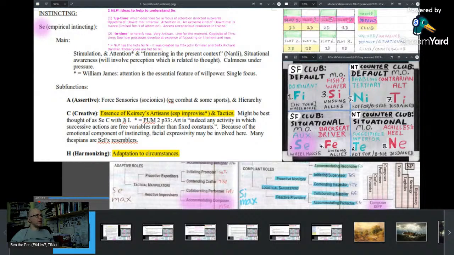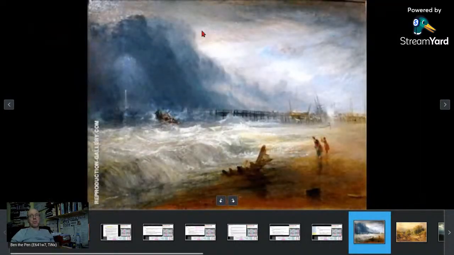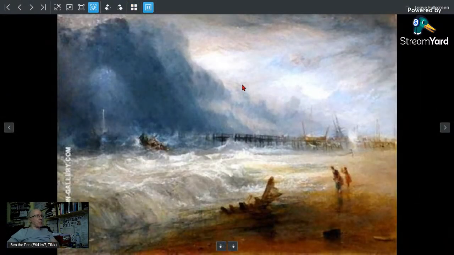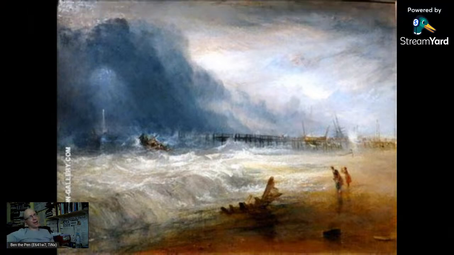So what is the fascination with the storm and the environment and the elements? I can't find the one that I want. It's really tough. But you're not going to be able to see it. Maybe I'll post it later on, but these sort of elements. And so ISFP can sort of want to lose itself in the element.